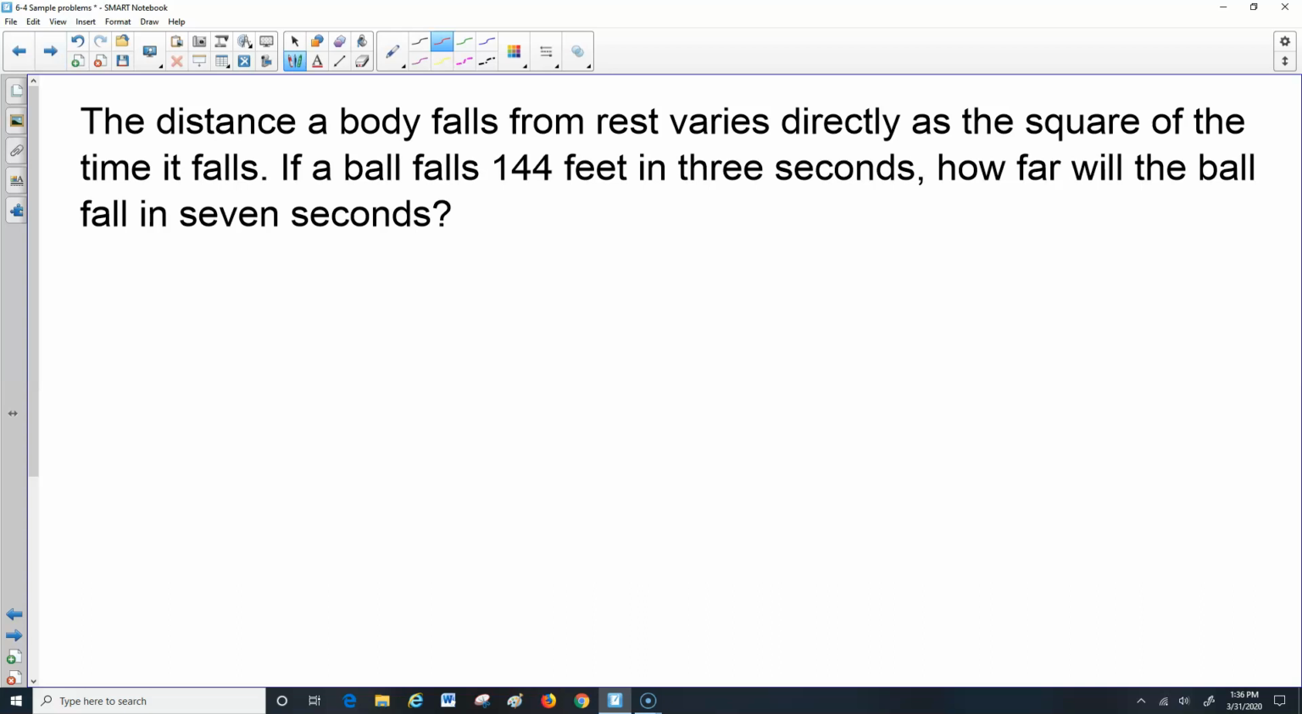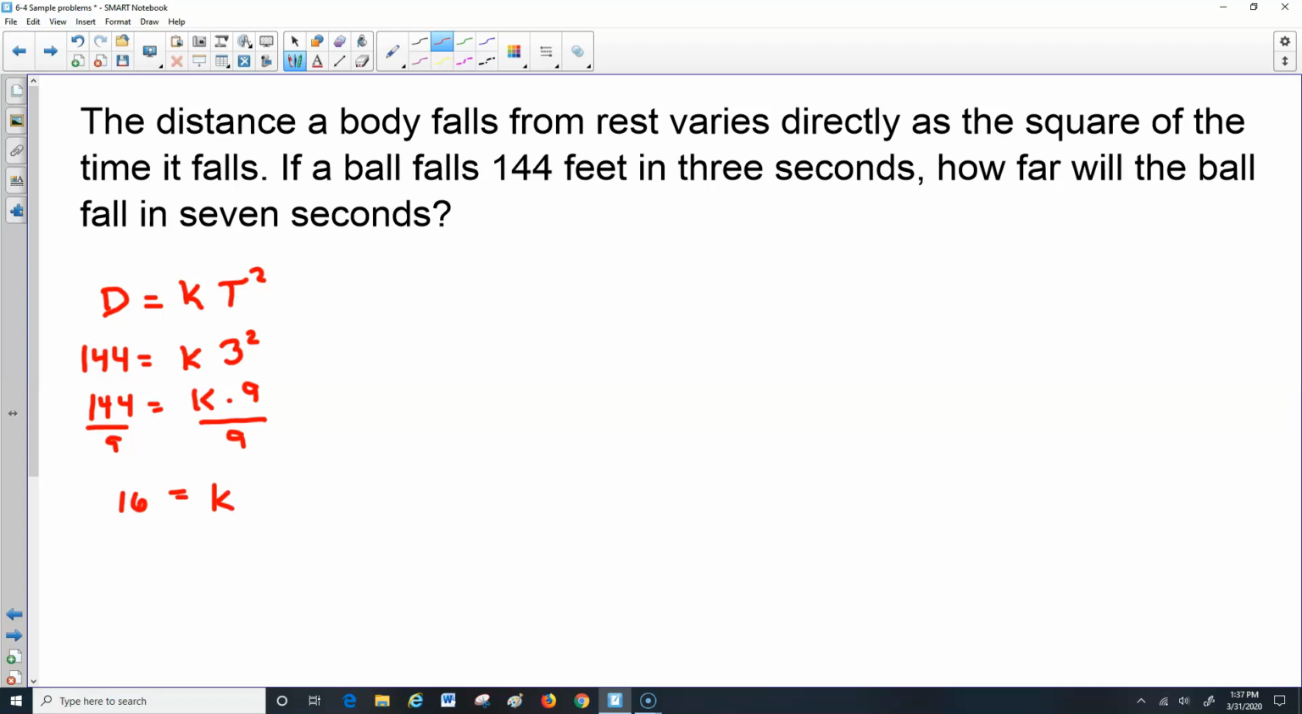So let's write our equation first. We'll use D for distance. So the distance that a body falls varies directly as the square of the time. So not just the time, the square of the time. The ball falls 144 feet, so that's a distance, in 3 seconds. So T is 3, but we have to square that. So now we can solve for that constant of variation K. So 144 equals K times 9. Divide by 9 on both sides, and we get K equals 16.